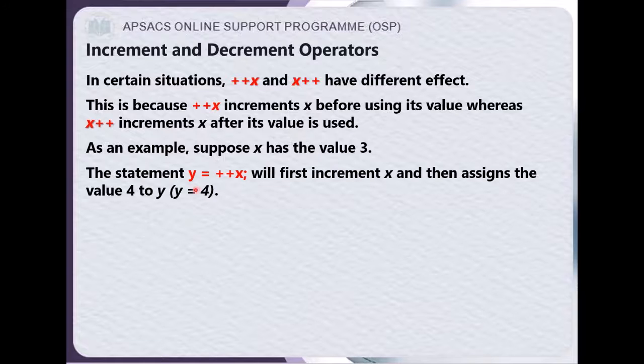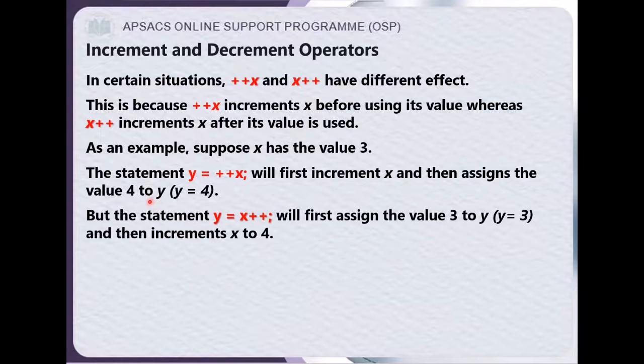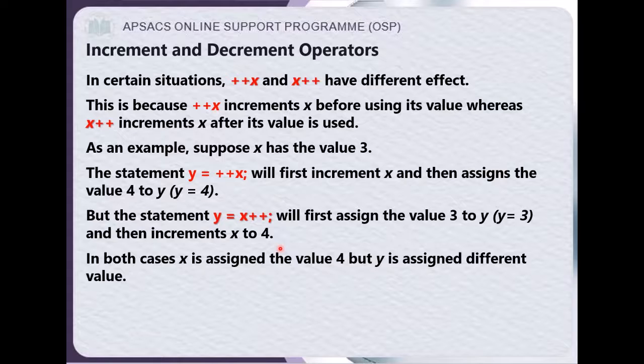The statement y = ++x will first increment x and then assign the value 4 to y, but the statement y = x++ will first assign the value 3 to y, so y = 3, and then increment x to 4. In both cases, x is assigned the value 4, but y is assigned a different value: y = 4 in the first case and y = 3 in the second case. The same rule applies to --x and x-- as well.